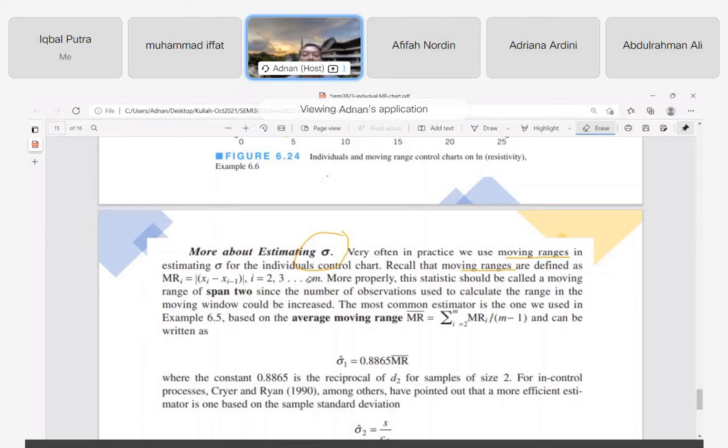The M is the number of data that you have. So this statistic should be called a moving range of span 2. The most common estimator is the one we used in example 6.5 that we have seen earlier, based on moving range. The average of the moving range is given by this formula, summation of MR divided by n minus 1.